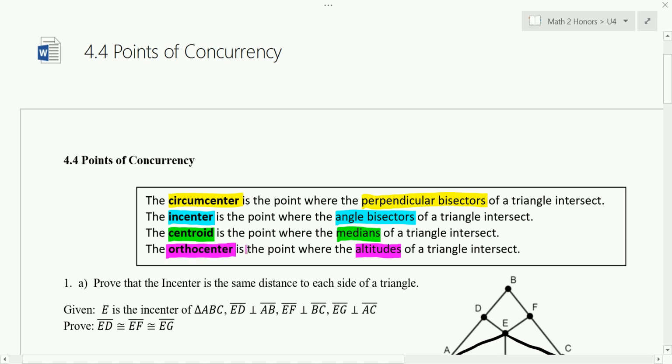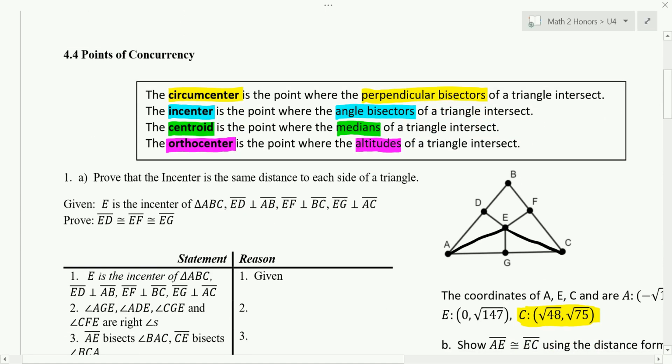So you have to know these 4 new names: the circumcenter, incenter, centroid, and orthocenter. And you're going to have to know which type of segment or line they go with. The circumcenter goes with perpendicular bisector, the incenter goes with angle bisector, centroid goes with medians, orthocenter goes with altitude. You've got to know that. And that's the only new thing that we're working with today. Everything else is in the same style of what we've been doing.